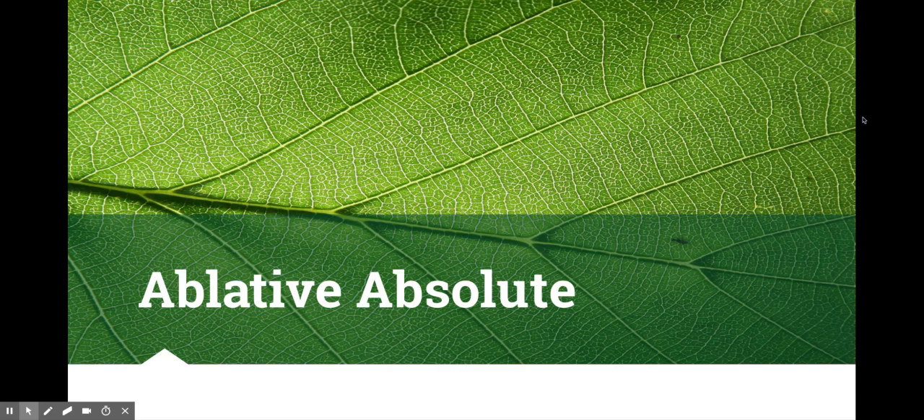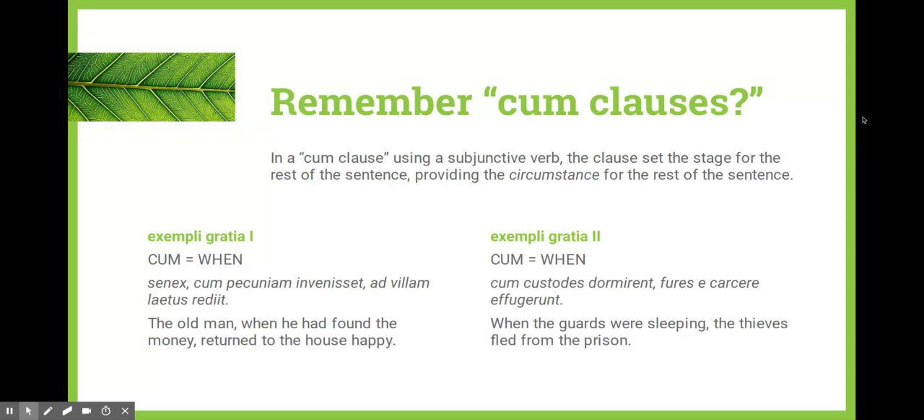Today we're talking about a uniquely Latin concept in language called the ablative absolute. In order to understand what kind of phrase the ablative absolute is, we're going to look at a phrase that you already know how to translate. We're going to look at an old type of phraseology from many, many stages ago. We're going to talk specifically about cum clauses. They were relatively easy for you.